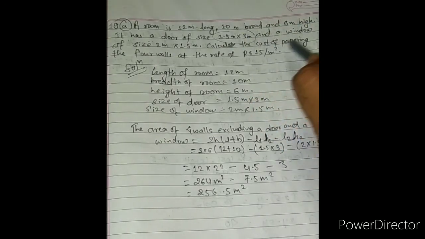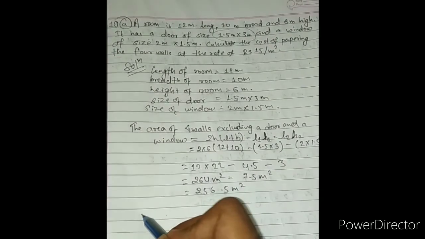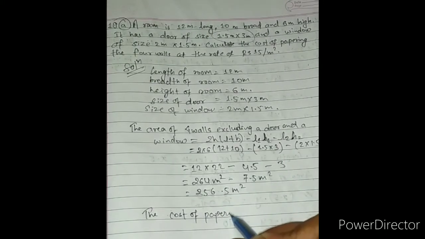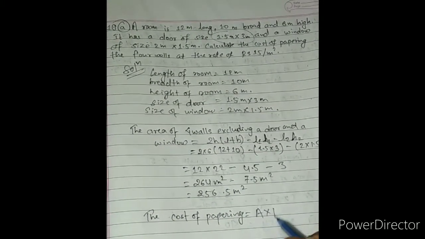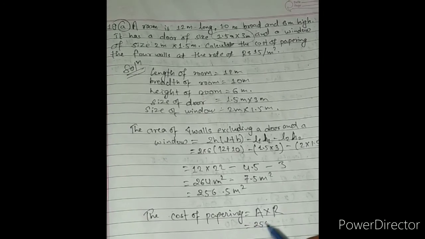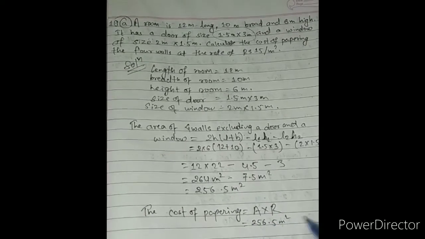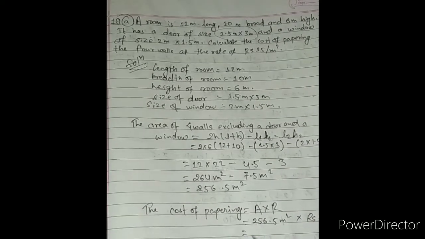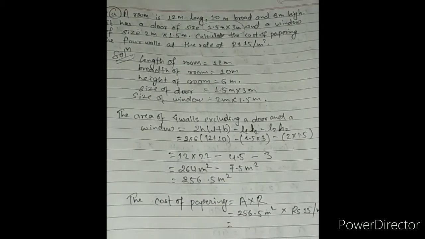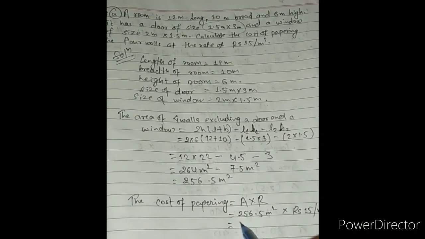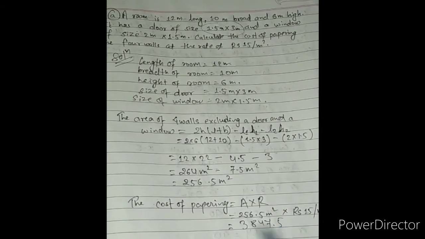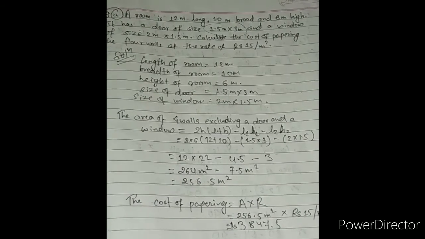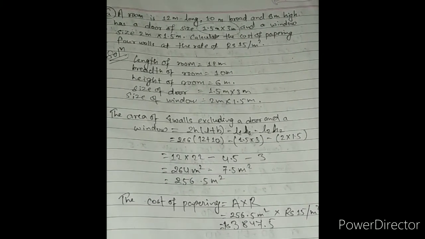Now you have to find the cost of papering 4 walls. The cost of papering is area into rate. Area 256.5 meter square, rate is given 15 per meter square. Now multiply by 15. This is 3847.5 rupees. 3847.5 is the cost of papering the 4 walls.